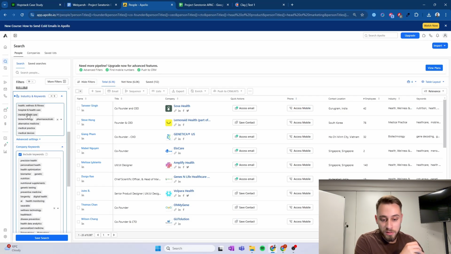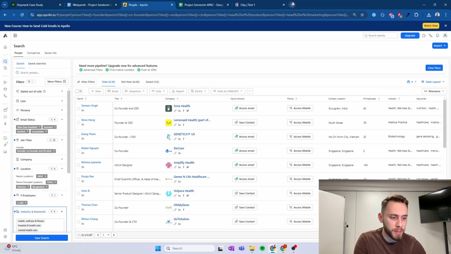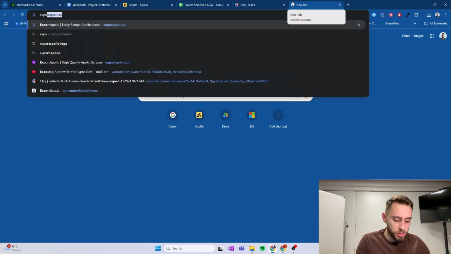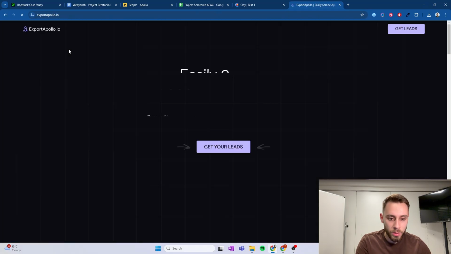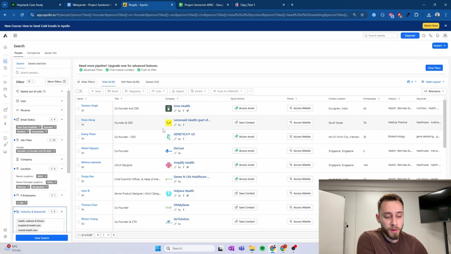So health, wellness, fitness, hospital healthcare, mental healthcare, biotech, pharmaceuticals. And then we're also including keywords to dial down even more on our ICP. So precision health, we have health optimization, biomarker, nutrition, we have supplements, nootropics, we have telemedicine, biohacking. So a pretty basic approach to begin with, but that's what I would advise. And you can also use services like exportapollo.io. You need to log in and scrape and verify your list using Million Verifier as well.